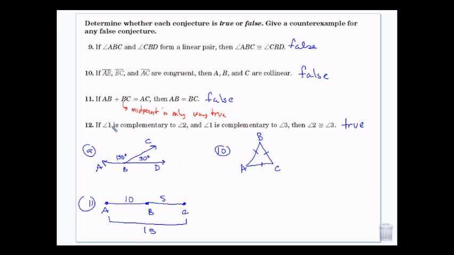And then finally I have angle 1 is complementary to angle 2. That means 1 plus 2 is 90. Angle 1 is complementary to angle 3. That means 1 plus 3 is 90. So 2 and 3 would have to be the same because 1 is the same as itself. Does that make sense? So this one would be true. Any questions on these?